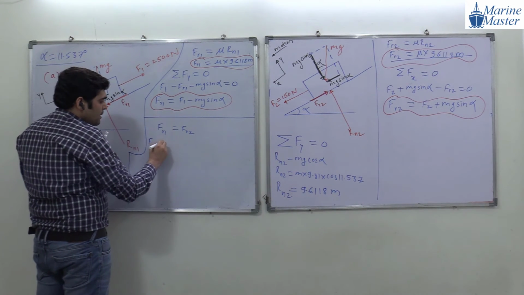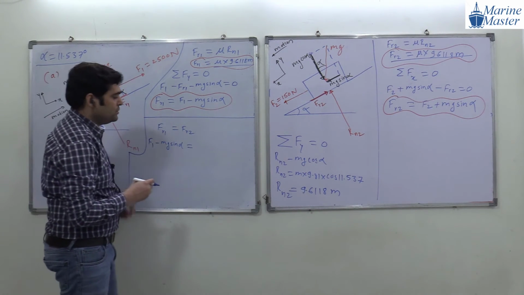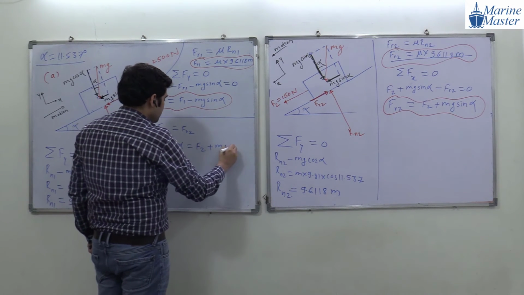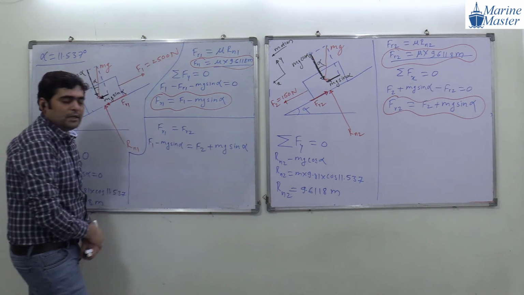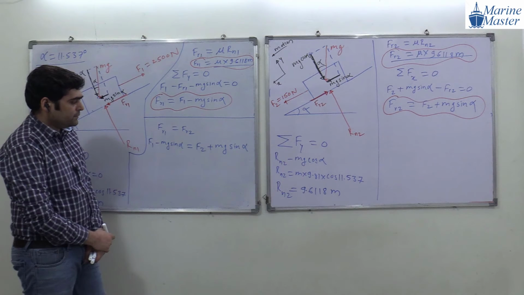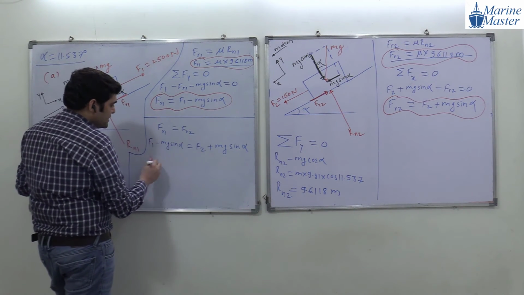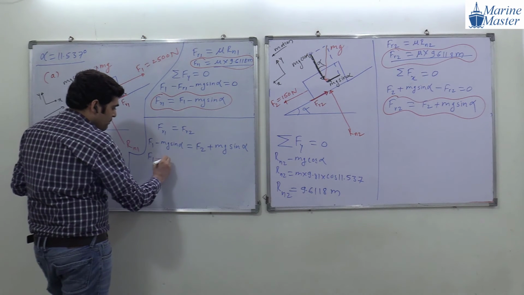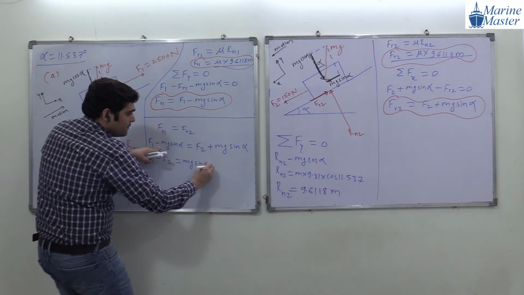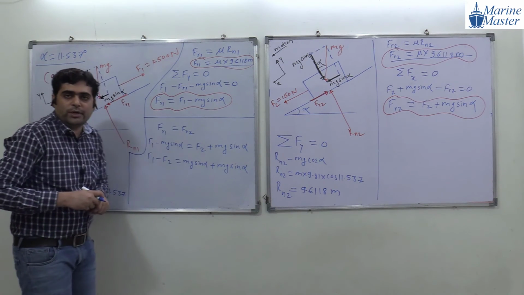F1 minus mg sin alpha. What is the expression for FR2? F2 plus mg sin alpha. Okay, guys, try to see the scenario here. Everything is okay up to this point. So we are going to shift mass on that side. So F1 minus F2 will become mg sin alpha plus mg sin alpha. Everything is okay up to this point.